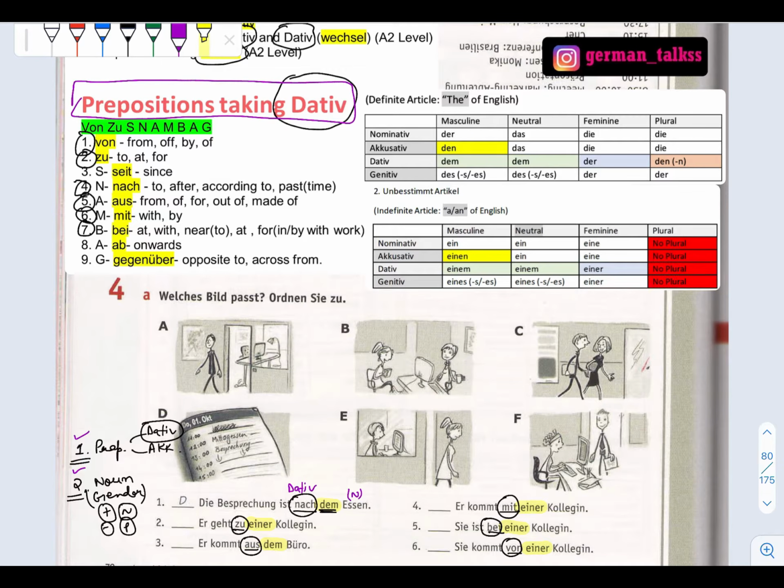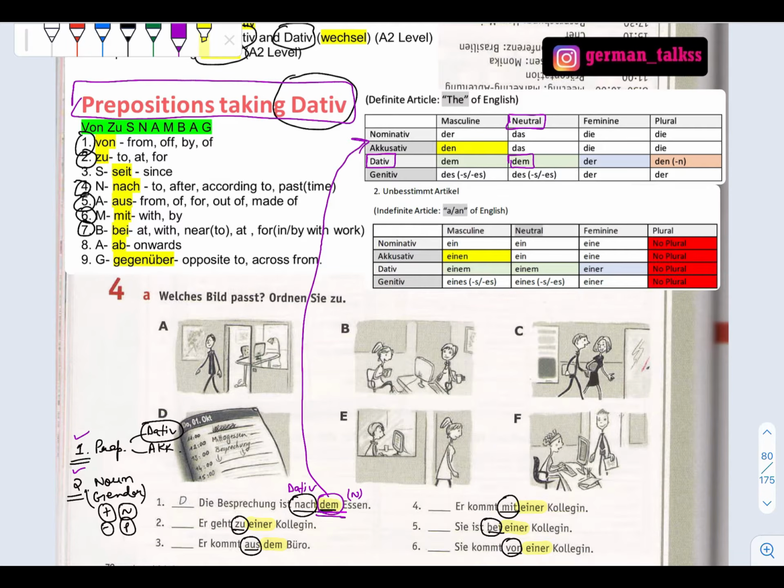We will see our table. This is a bestimmt article, so we will see our bestimmt article table. This one, dative. So, dative of neutral, because Essen is neutral. Dative of neutral is "dem". That's why they wrote here "dem".